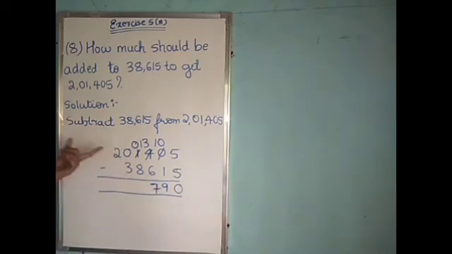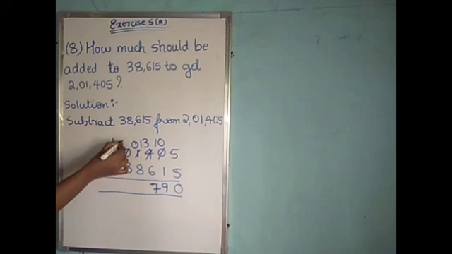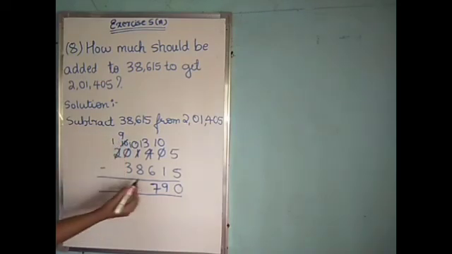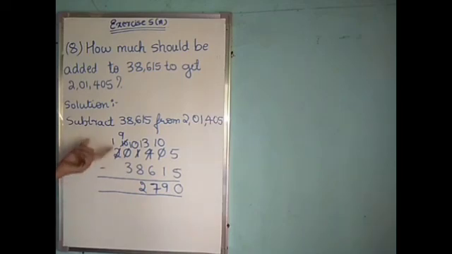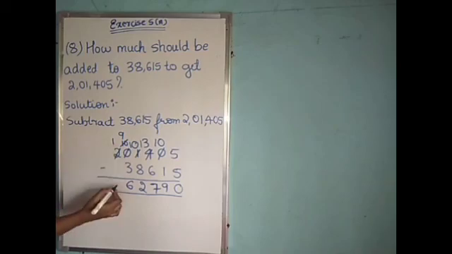Next, 0 minus 8 is possible to subtract? No, it is not possible. So what we have to do? We have to borrow from next number. The next number is 0. So we can't borrow. So we go for a next number. The next number is 2. If we borrow from 2, then 2 becomes 1 and here 0 becomes 10. Now we can borrow from 10. Then 10 becomes 9 and here 0 becomes 10. 10 minus 8 is how much? 10 minus 8 is 2. Then 9 minus 3 is how much? 9 minus 3 is 6. Then 1 as it is.